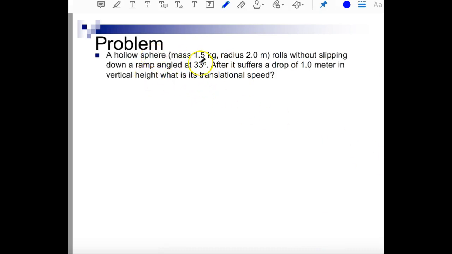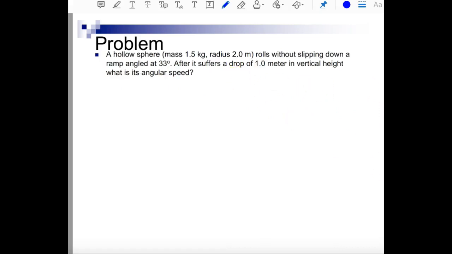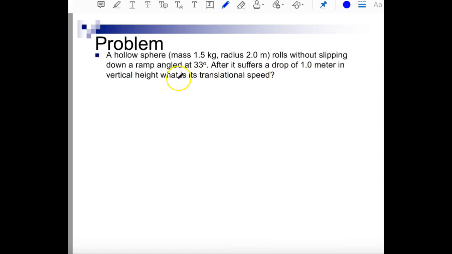Now we have a hollow sphere, mass of 1.5 kilograms, radius of 2, rolls without slipping down a ramp at 33 degrees. After it suffers a drop of 1 meter in vertical height, what is its translational speed? So we're going to do that first, and then we're going to see what its angular speed is. Okay, so here we go.